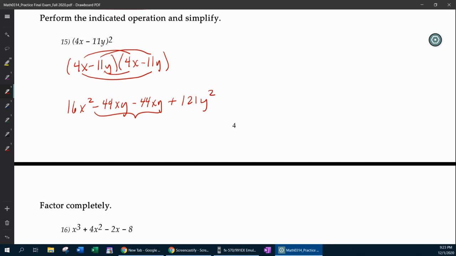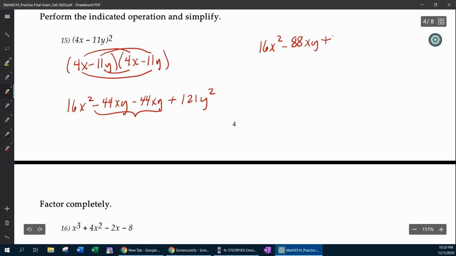And then if you have like terms, you do need to combine them. So our final answer, simplified completely, is going to be 16x squared minus 88xy plus 121y squared. And that is the answer in simplest form.